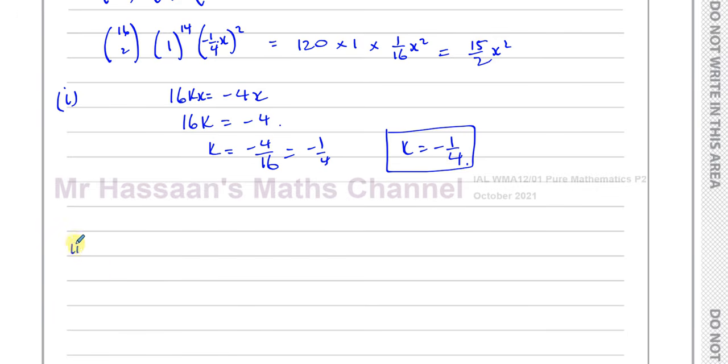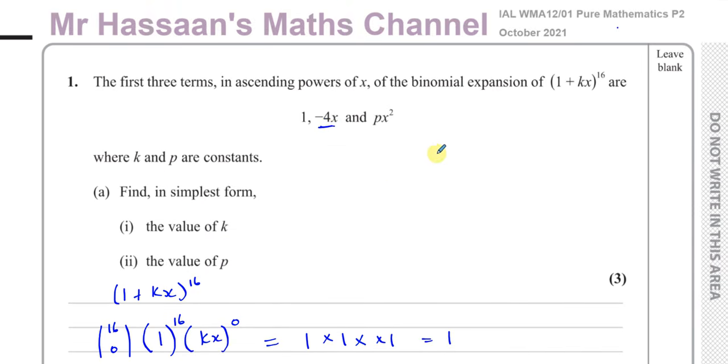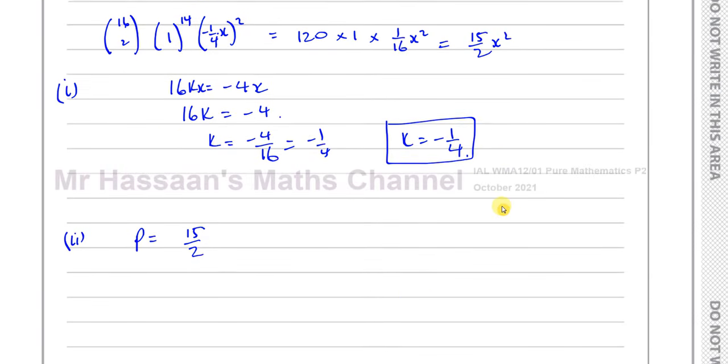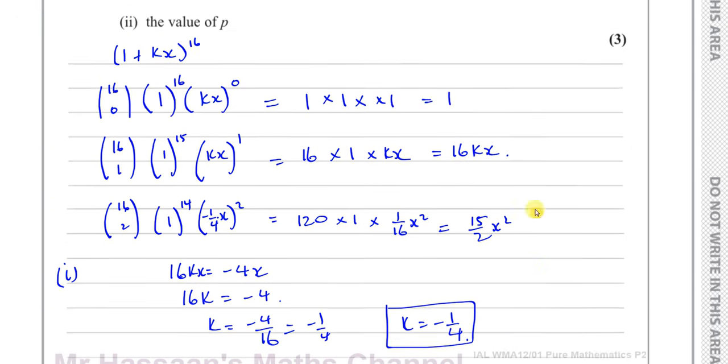And for part 2, we can say p is equal to 15 over 2, because they want the coefficient of that term. So p is equal to 15 over 2, and there's the answer to question number 1. Now we go on to number 2.